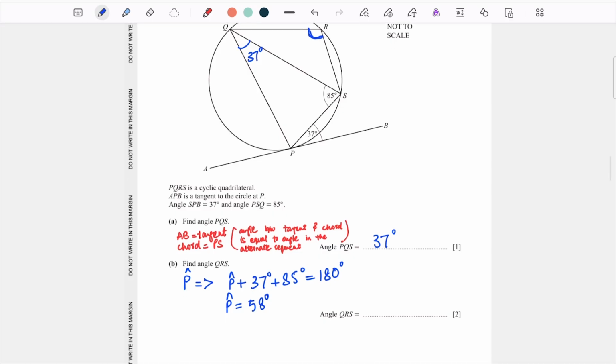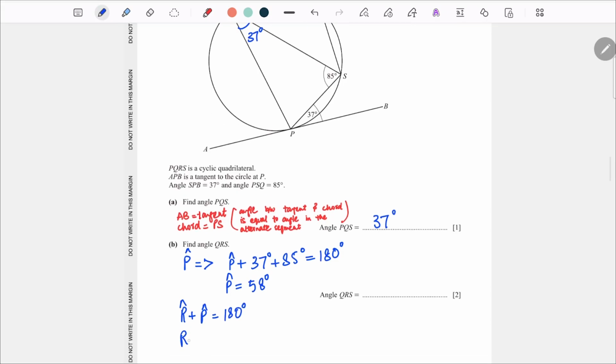The rule for a cyclic quadrilateral is that the sum of opposite angles is equal to 180 degrees. So basically, angle R plus angle P is equal to 180 degrees. Angle P is 58. Angle R will be 180 minus 58, and that is equal to 122 degrees.